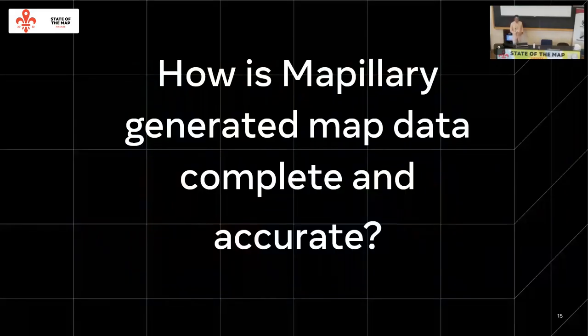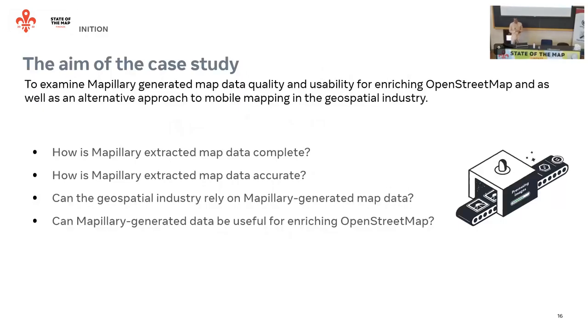All right, we are good so far, and then we know what Mapillary is and how it works. But when it comes to using this data, how complete and accurate is Mapillary generated data? That's the question I was looking for the answer to in this case study, trying to understand the quality of Mapillary generated data, and whether this data can be used to contribute to OSM.